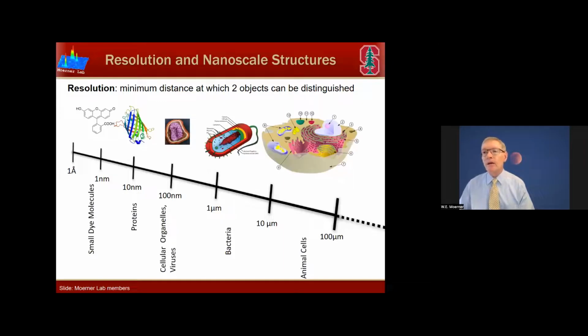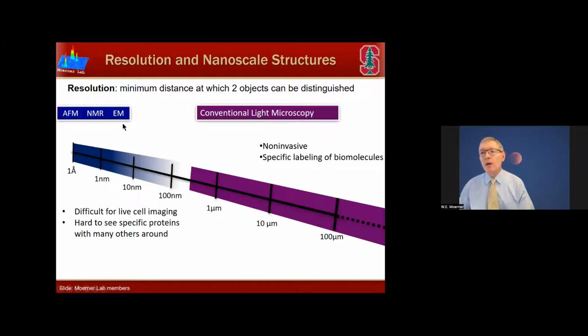But in the arena of biology, there at the 10 to 100 micron scale are entire cells, then bacteria, down below that, viruses, below that, proteins, and down in the 1 nanometer range are individual small molecules. If you would like to observe these features, you can imagine using different types of microscopy. There are a number of microscopy methods that can show some detail down at the very, very smallest spatial scales, but these are hard to use with live cells, and it's hard to see specific proteins when many others are around. On the other hand, light microscopy, just using visible light, is quite non-invasive, doesn't destroy the samples like electron beams actually do, and you can specifically label certain biomolecules, individual biomolecules of a certain type.